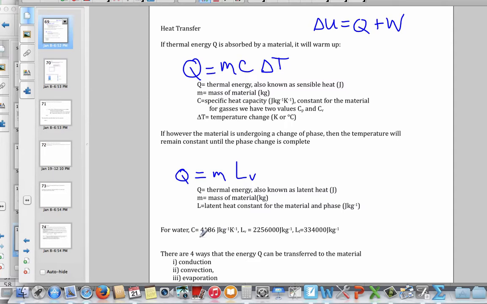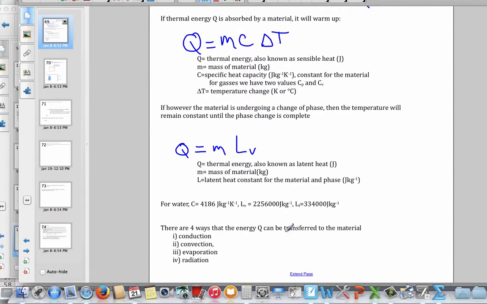Now, we said that gases have two values, but solids and liquids, like water, just have one value. So here's the specific heat capacity for water. And then there's the latent heat. That's the energy to vaporize a kilogram of water. Sorry, that's the latent heat of vaporization. This is the latent heat of fusion. That's the energy required to melt a kilogram of ice.